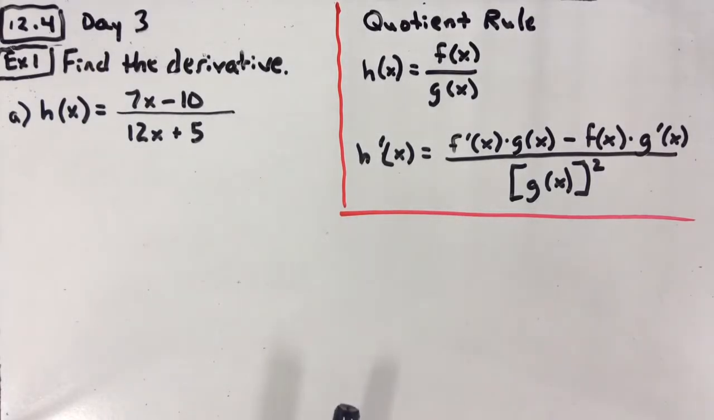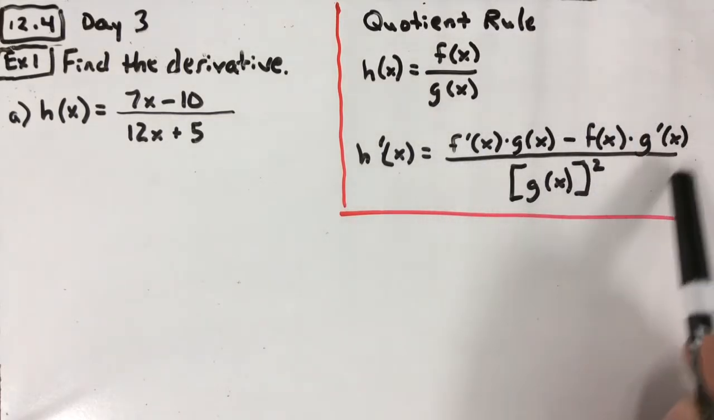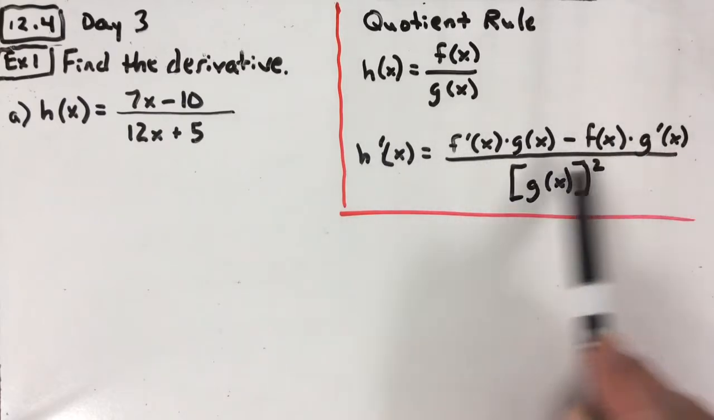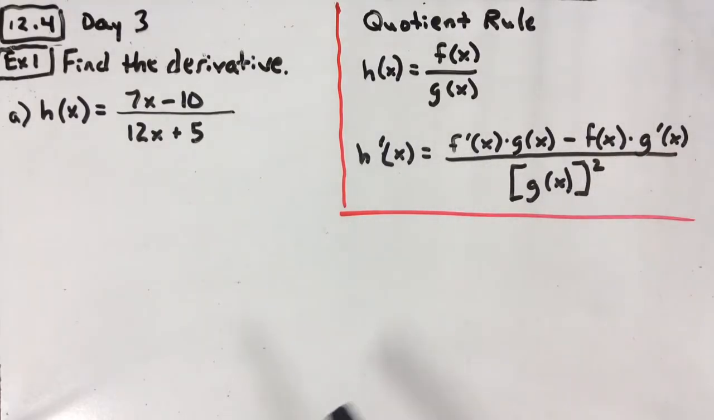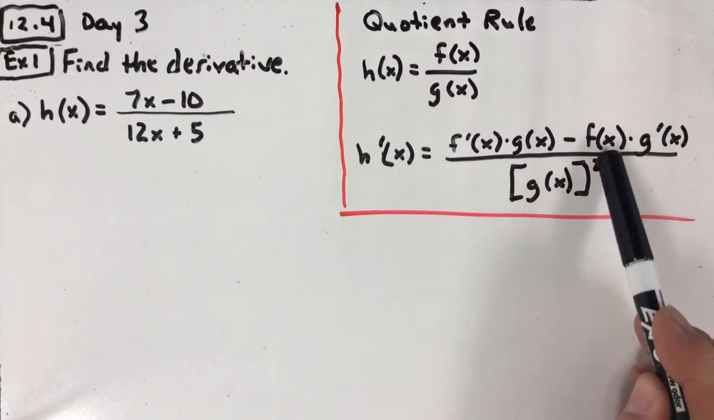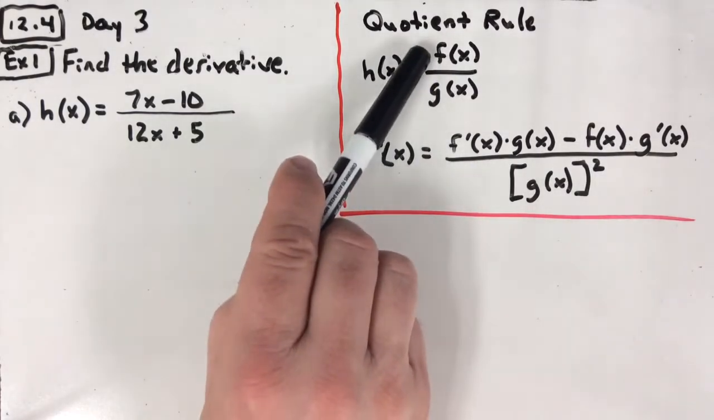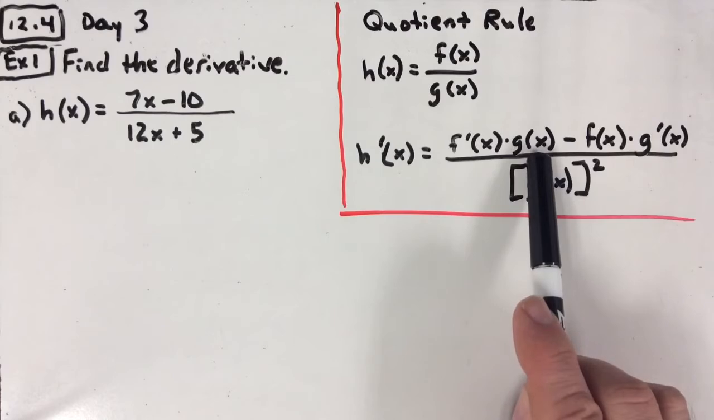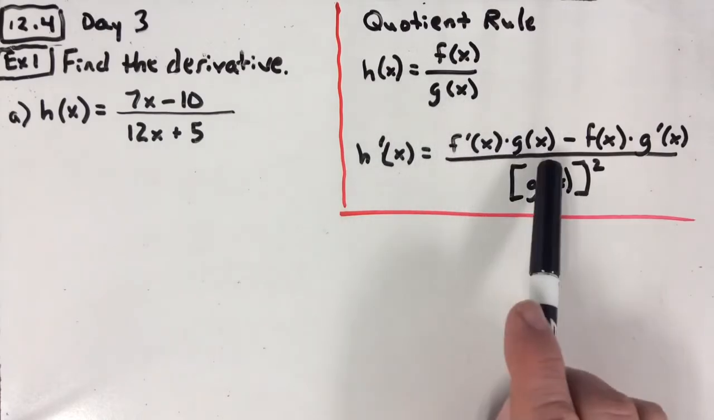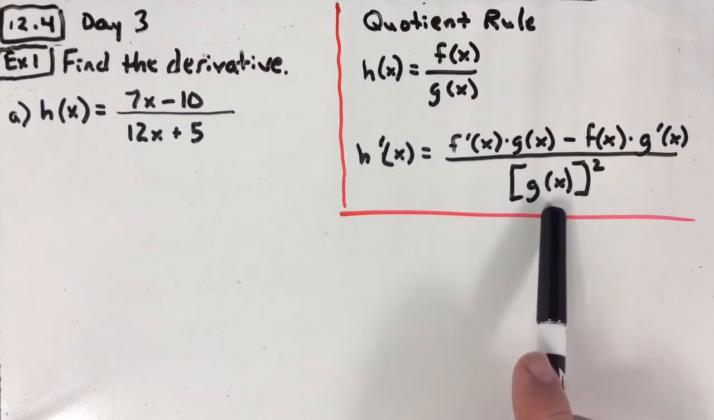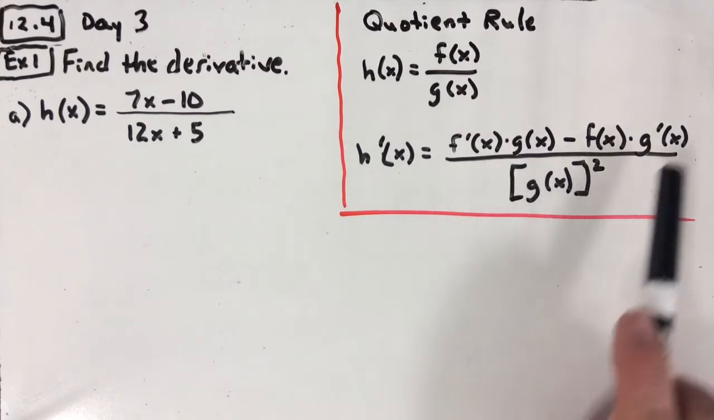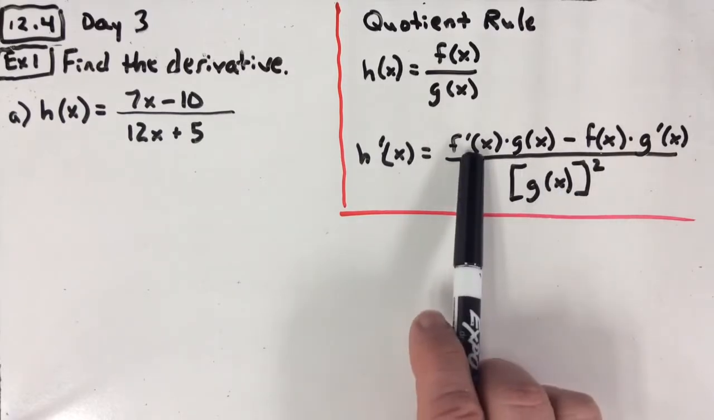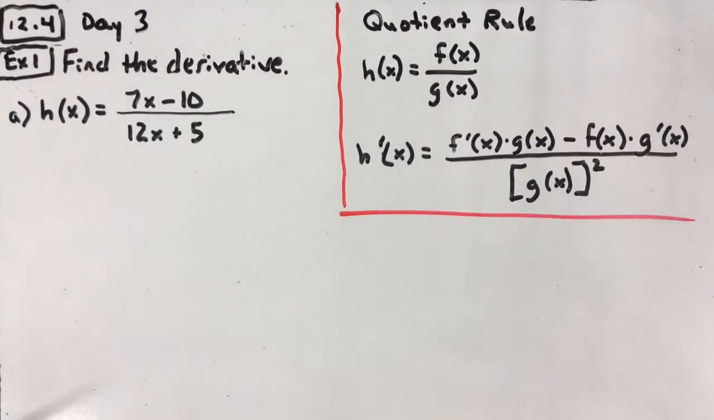I'm going to approach this exactly the same way I did 12.4, day number 2. If you take a look at the right side of this formula for the derivative, there are just 4 things that we need to know. We need to know f of x, which is the top of the original fraction, and its derivative, f prime of x. We also need to know g of x, which is the bottom part of the fraction. We're going to use that here, and also on the bottom of the fraction here. So g of x gets used twice, and then its derivative. So we need to know f and f prime, and g and g prime. Once we know those 4 things, then we can use the rule.